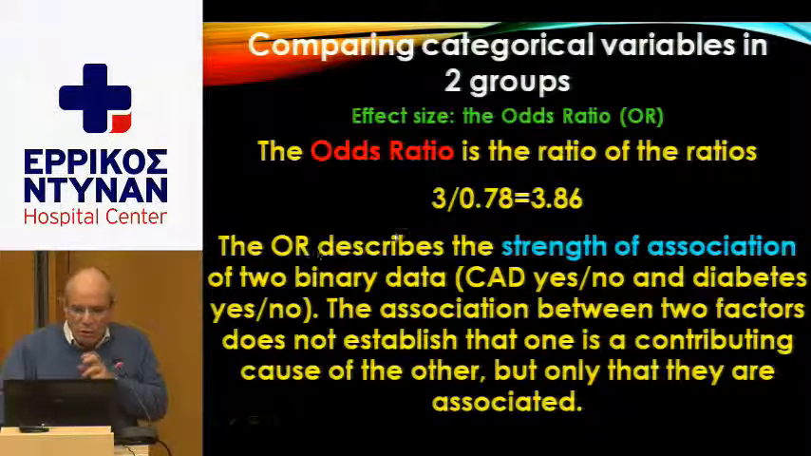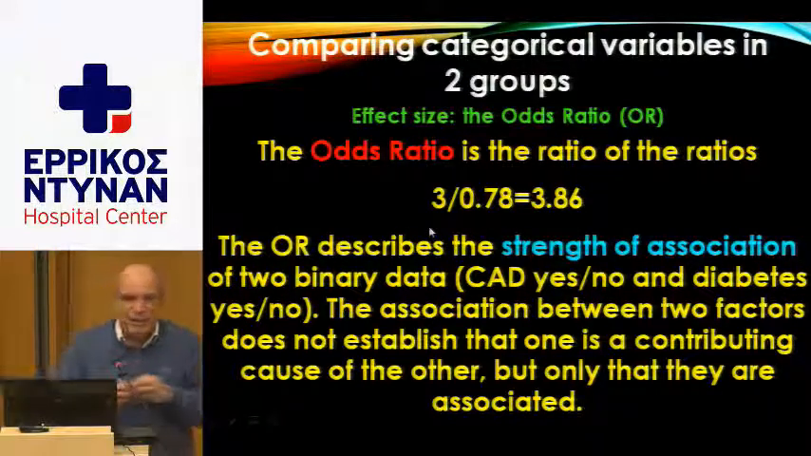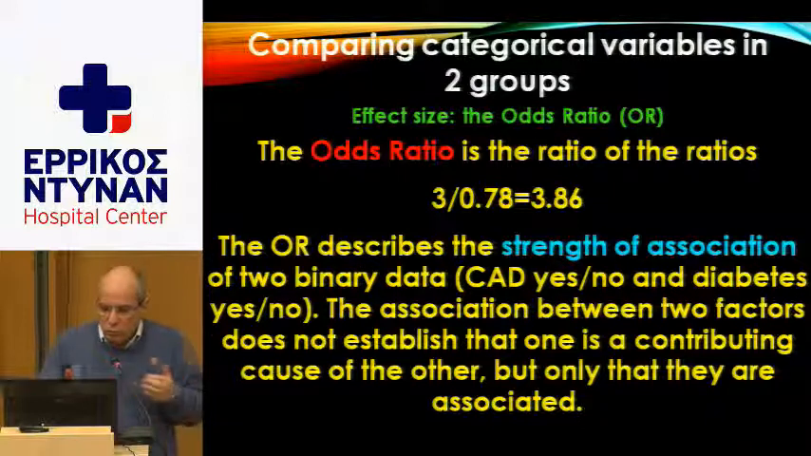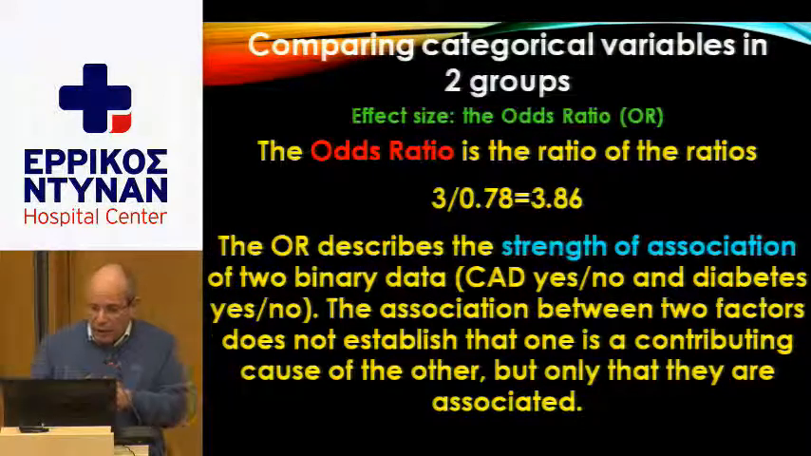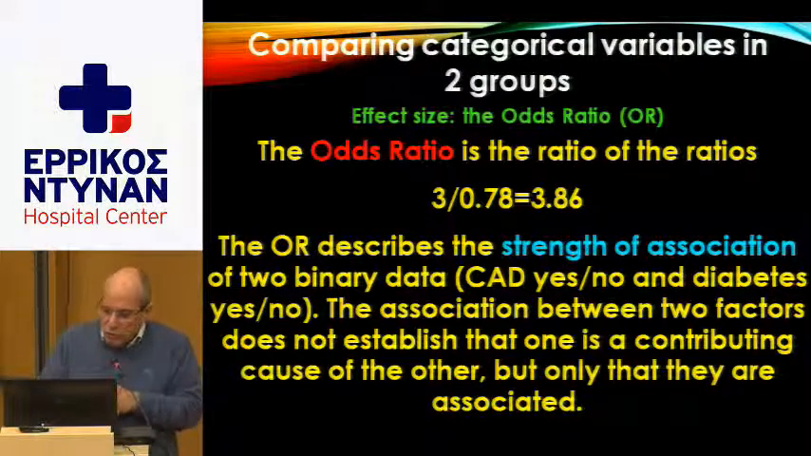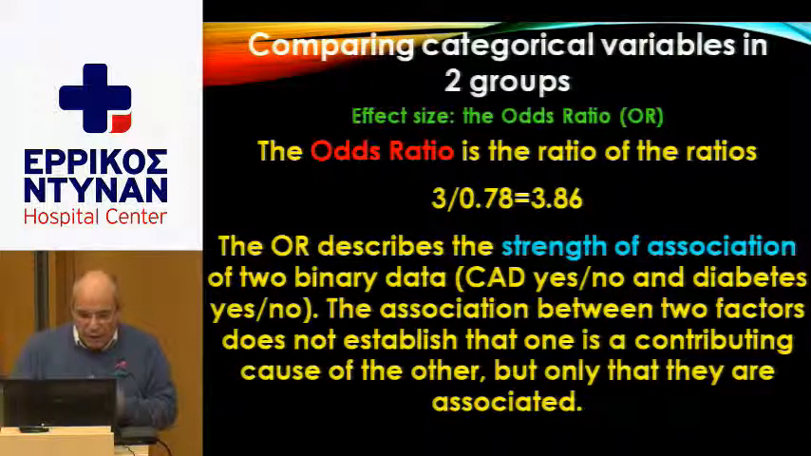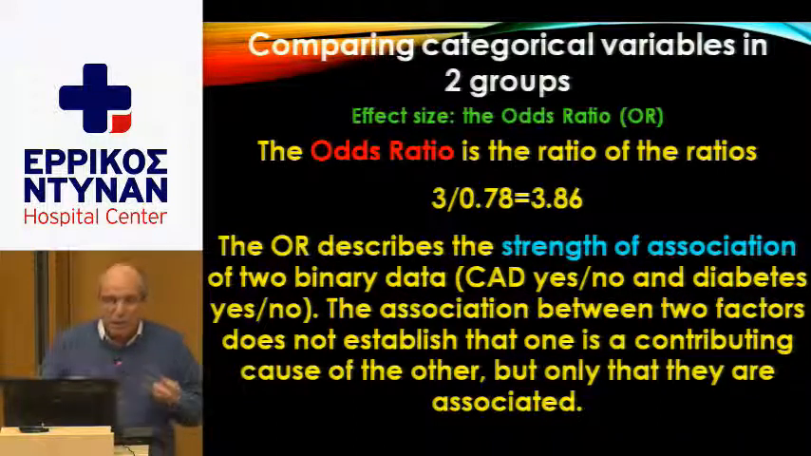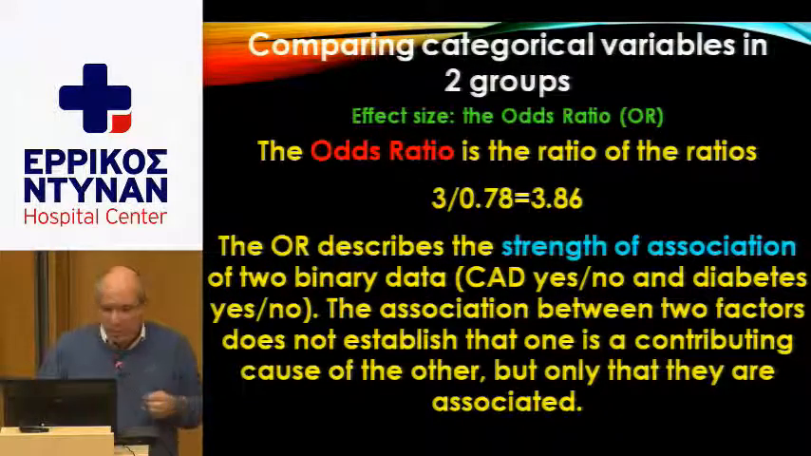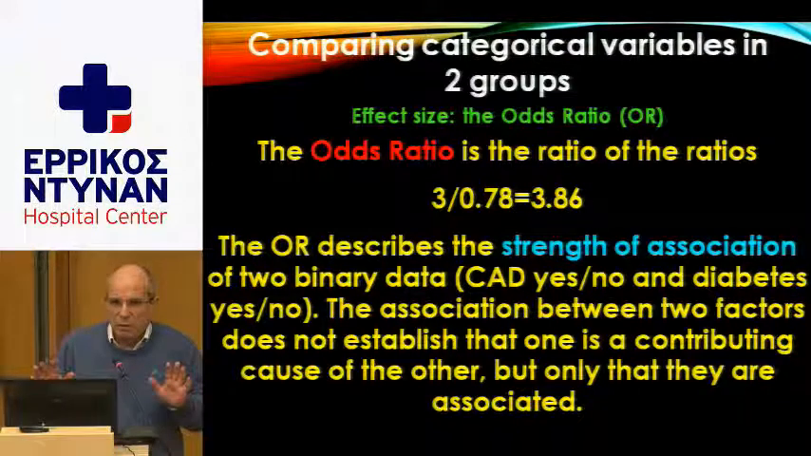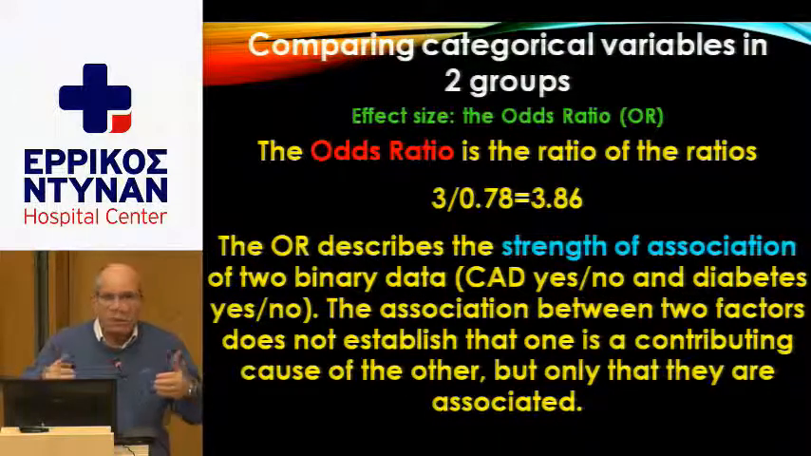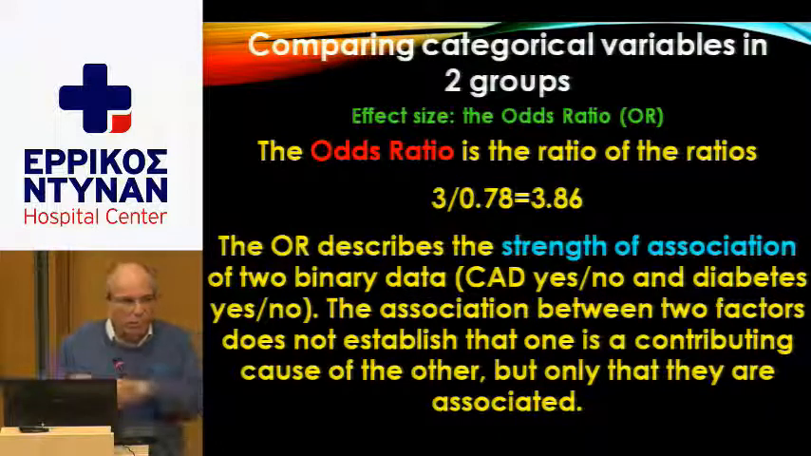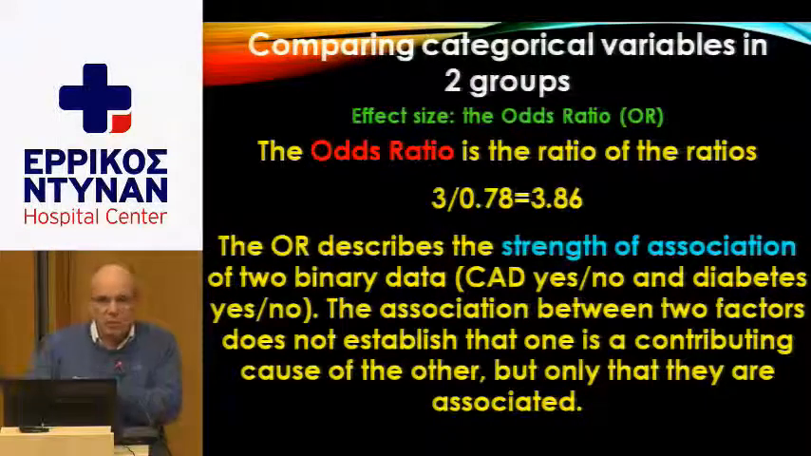So the odds ratio describes the strength of an association of two data that we can call binary: CAD, yes, no, and diabetes, yes, no. This association between two factors does not establish that one is depending on the other. It says only that they are associated. Later on, the clinical implications are up to you. The statistics does tell you if there is a relation.